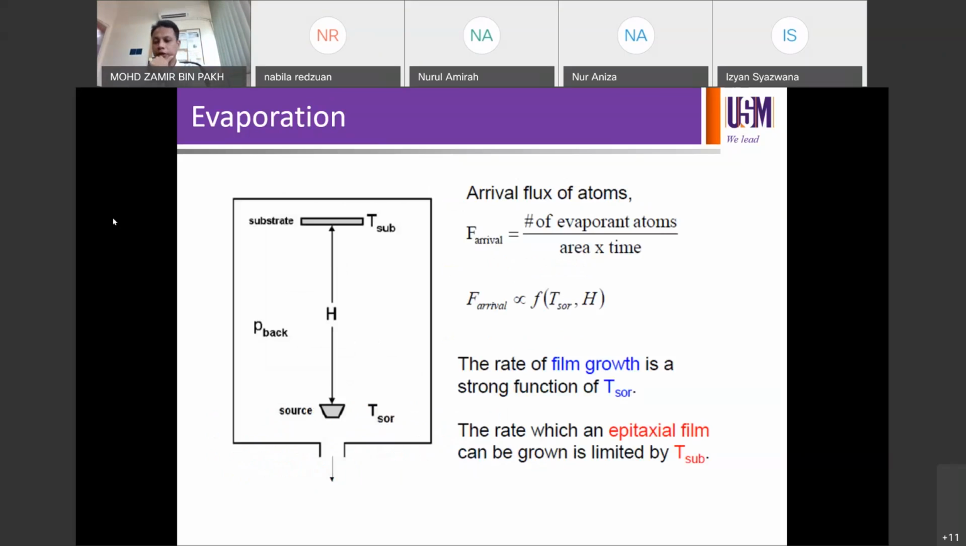Right, this is again the same thing. So arrival of flux of the atoms. So basically, the number of atoms per area per time that you have, right? So the flux here is made of your precursor material. So it can be metals or it can be some other stuff. But typically, when we talk about evaporation, we normally use metals, but not necessarily.